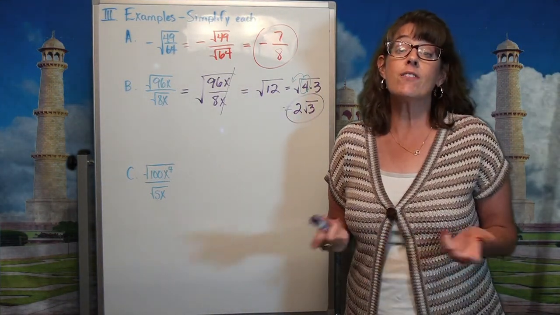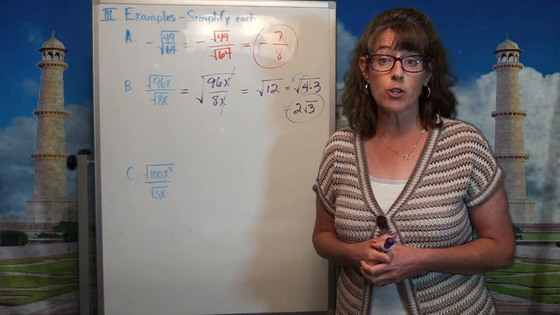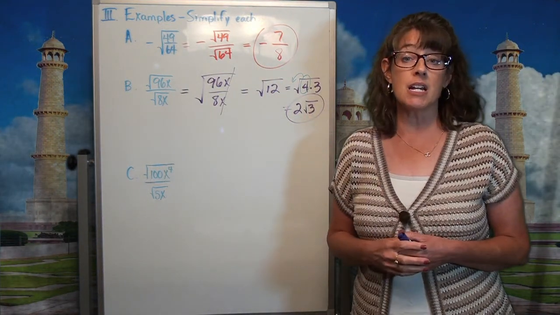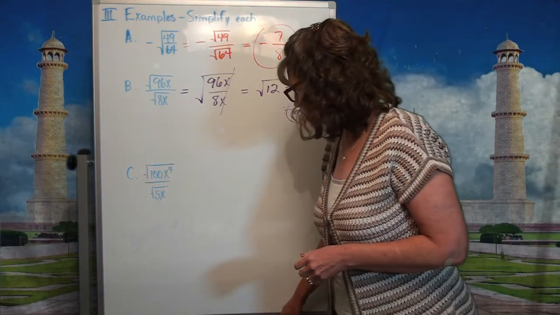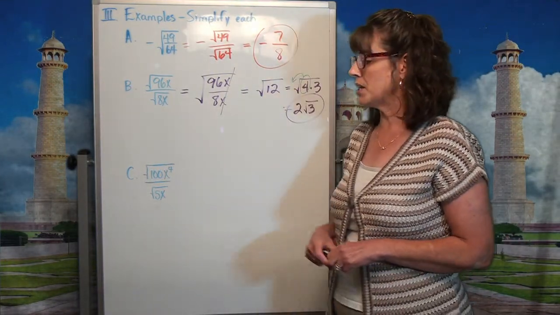Simplified, because I can't think of a number that I can multiply by itself to create a 3. And that 3 won't break down into anything useful. It only breaks down as a 3 and a 1. That doesn't help at all. All right, last one here.